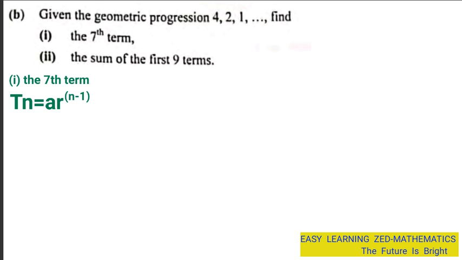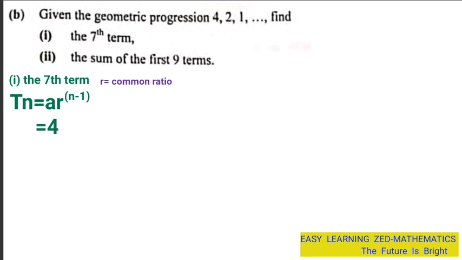So what we're going to do is replace those letters by their values. We're going to say 4 multiplied by the common ratio. Now, we can come up with our common ratio just by looking at the progression itself. In a geometric progression, we take the term and divide by the term before it. So the first term is 4, and we're going to divide 2 by 4.